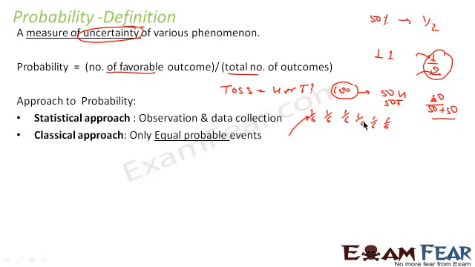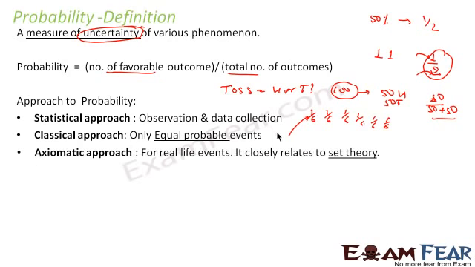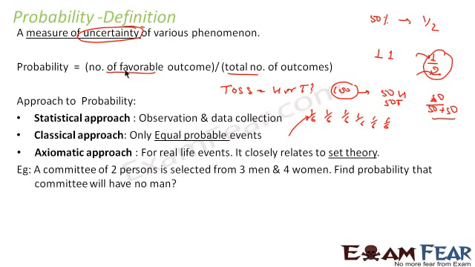But in real life scenarios, we have cases where the events are not equally probable. For example, the coin is rigged such that every time you toss the coin, the probability that you get head is higher and the tail is low, or a dice is rigged. For example, Shakuni Mama's dice is a rigged die. In that case, we can't use the classical approach, and that's where the axiomatic approach comes in. It's for real life events and it is closely related to set theory. In this case, we can find out the probability for non-equally probable events also. For example, we have a scenario wherein a 2-person committee has to be formed from 3 men and 4 women, and we have to find the probability that there are no men in the committee. In such scenarios, there is nothing equally probable. So in such cases, we use the axiomatic approach.